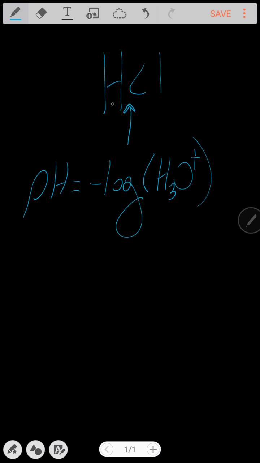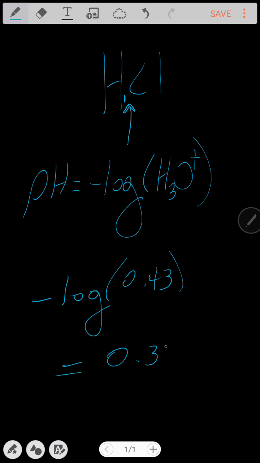Notice here that the subscript is going to be 1, so I don't have to multiply it by anything. So this will simply be negative log of 0.43. And that's going to be my pH value, which in this case is 0.36. Fantastic. Number 4.